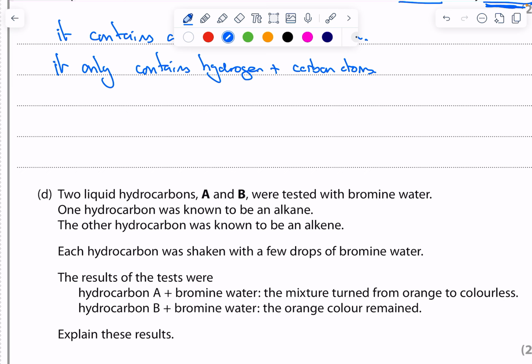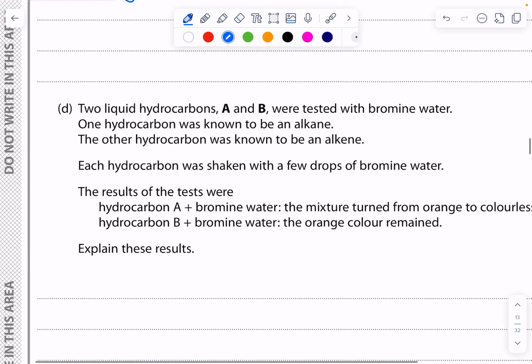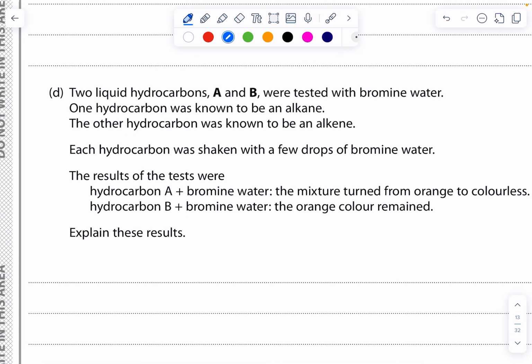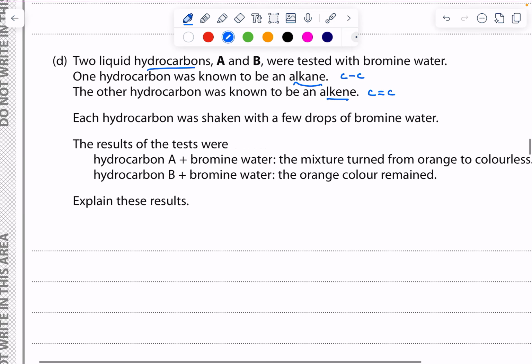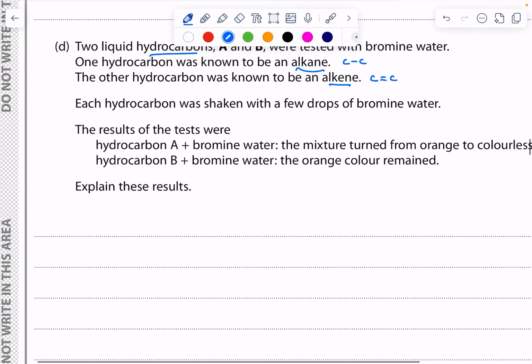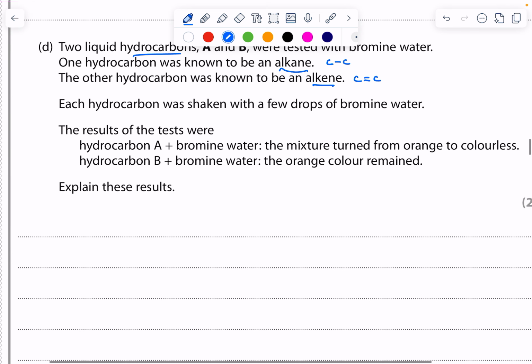Okay, next we've got 2 liquids, hydrocarbons, and we're testing them with bromine water. One hydrocarbon is an alkane and one is an alkene. Remember, if it's an alkene, it's going to have a double bond. If it's an alkane, it's just single bonds. Each one is shaken with a few drops of the bromine. The results are shown below. So A, with the bromine water, the mixture has turned from orange to colourless, and B, the colour has remained, the orange colour has remained.